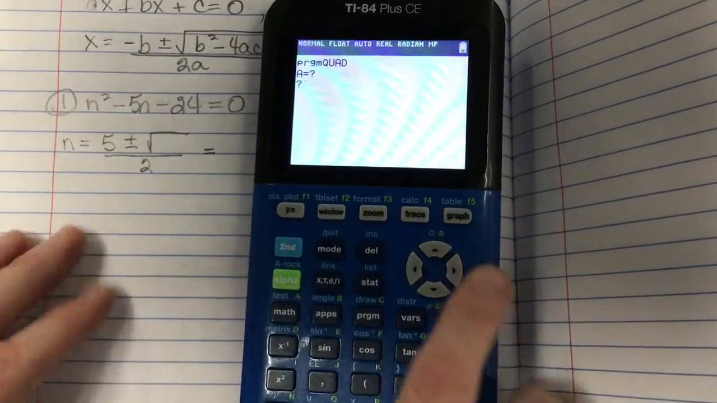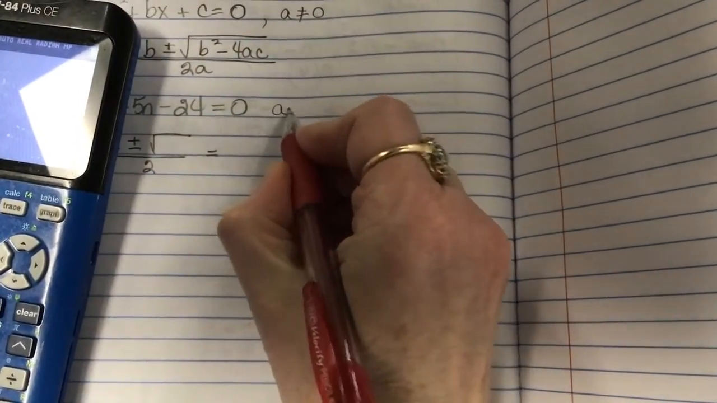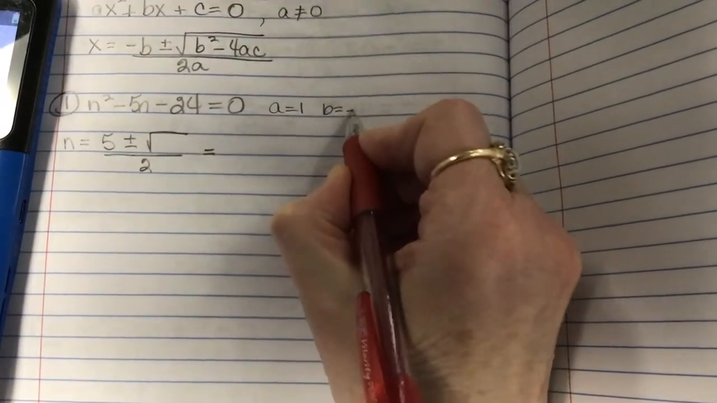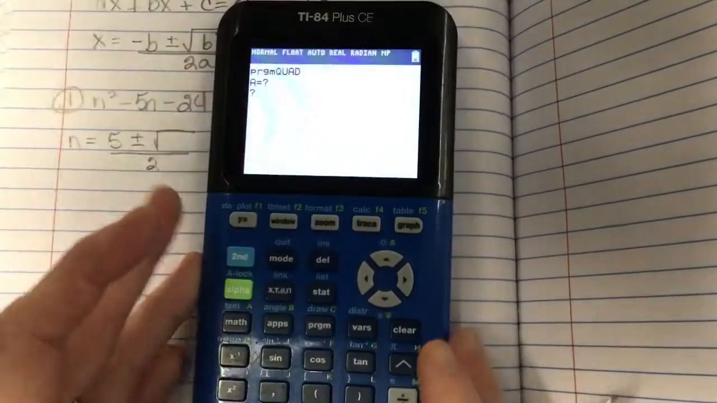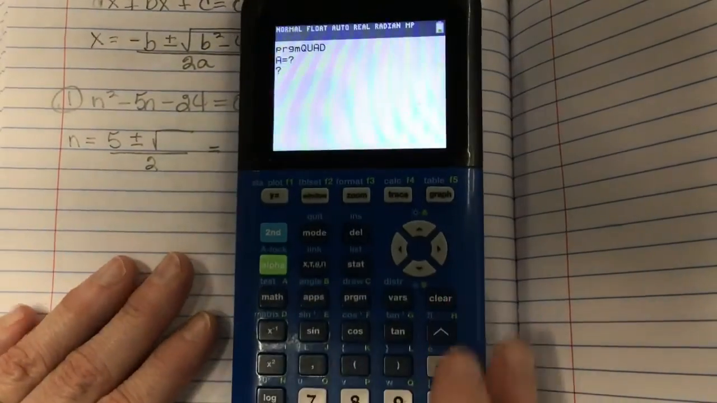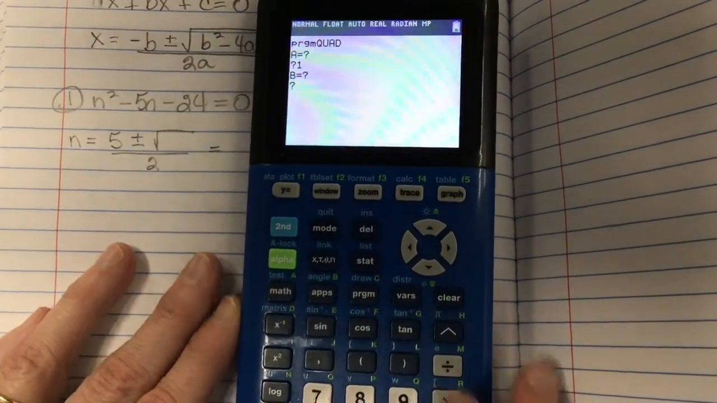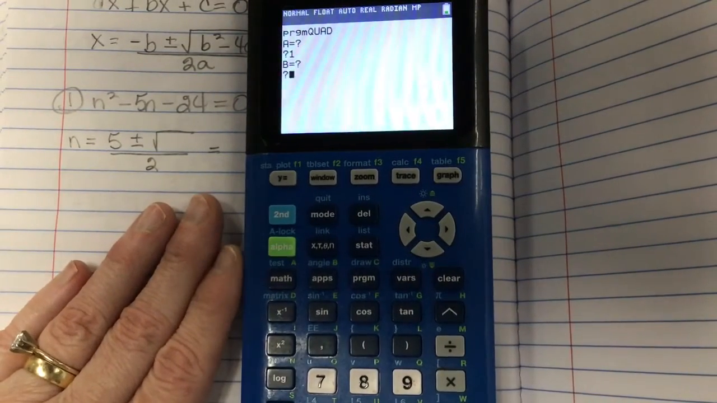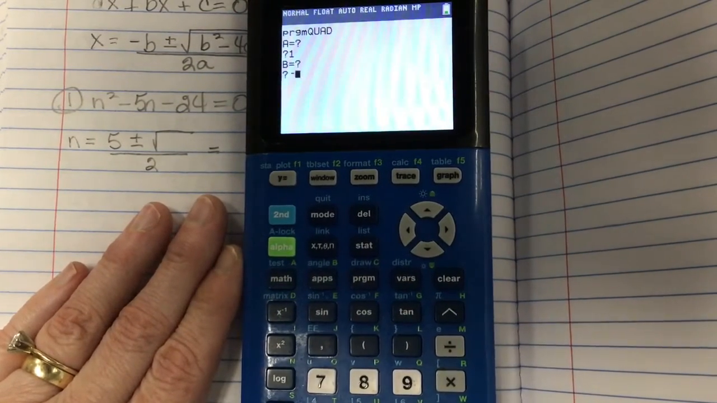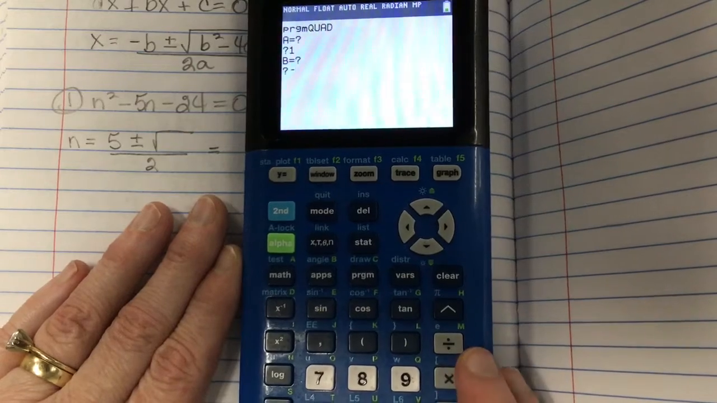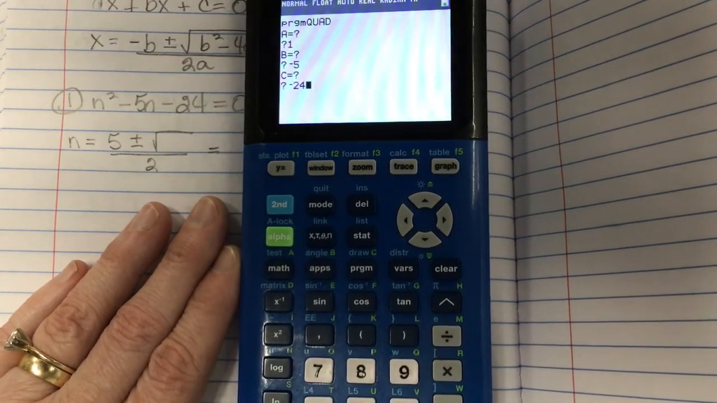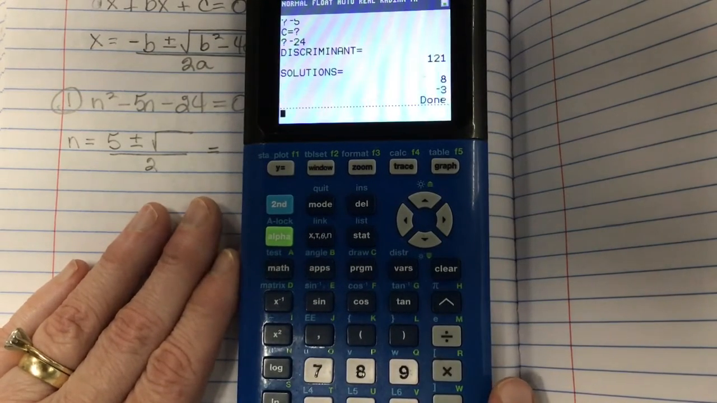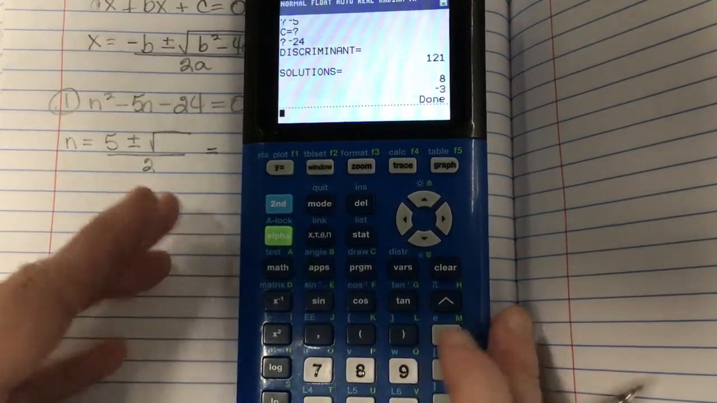I didn't write those, should we? A equals 1, B equals -5, and C equals -24. You're probably not going to write those anymore, but just for your notes, it kind of helps. And then what's B? -5. Remember, negative, not minus, even though the calculator thinks they're different, we know they're the same. And then -24. Now, when you hit enter, it does some amazing things for you.